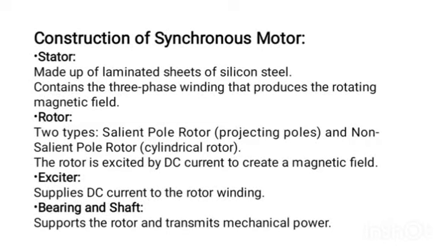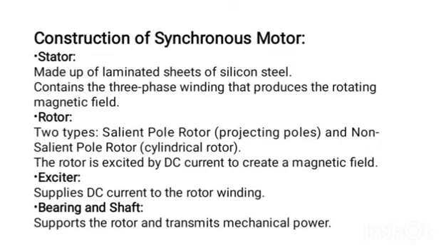The rotor is excited by DC current to create a magnetic field. In these machines, AC supply is brought to the stator windings and DC excitation is brought to the rotor windings. The rotor generates the magnetic flux. That's why we have to connect the DC current to the rotor.